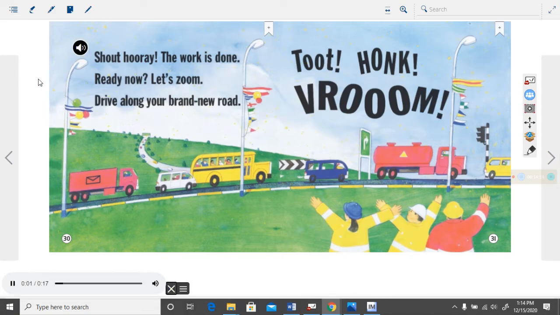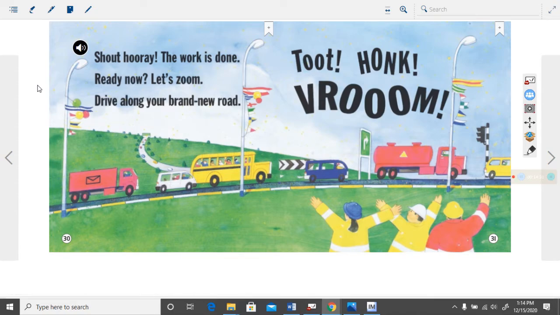Shout hooray! The work is done. Ready now? Let's zoom. Drive along your brand new road. Toot! Honk! Vroom!